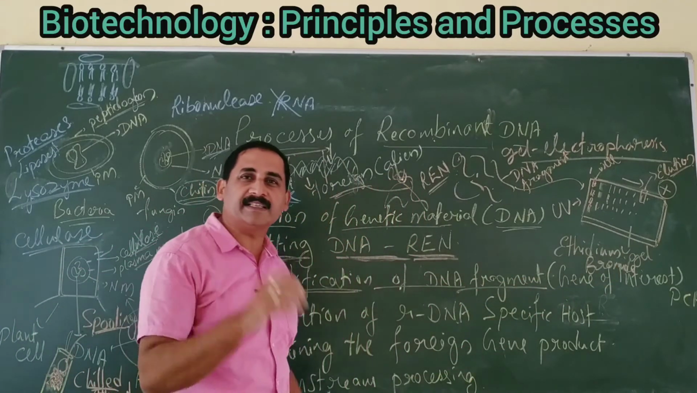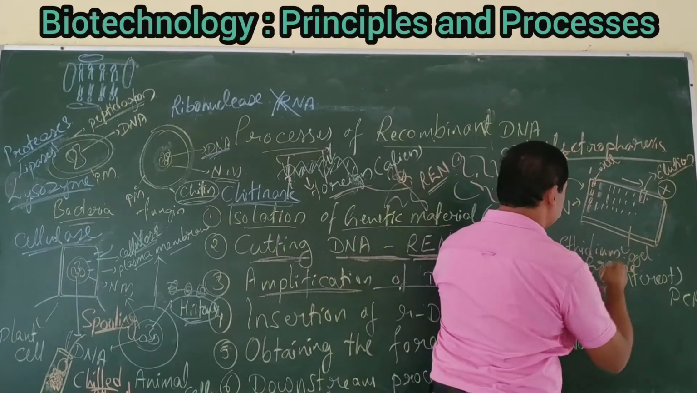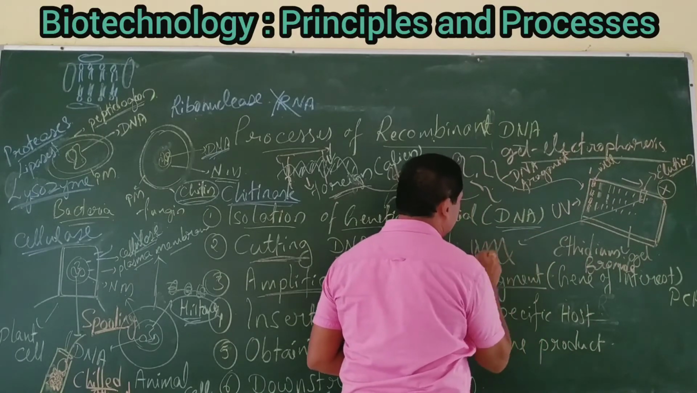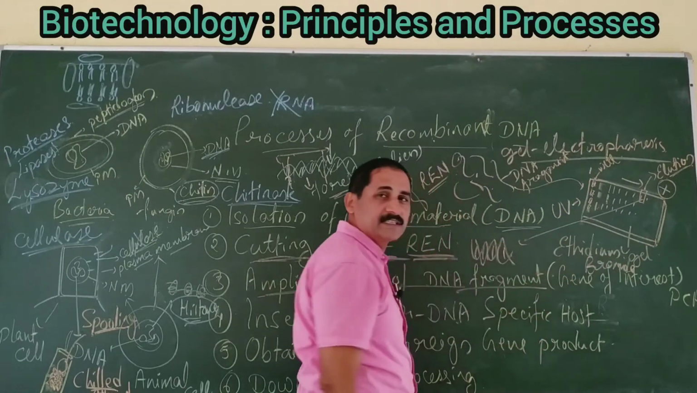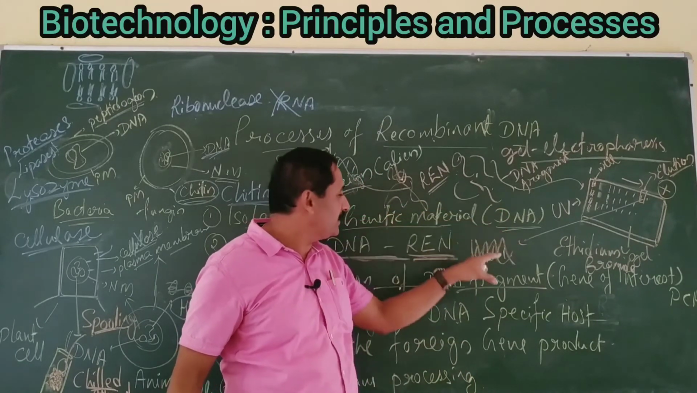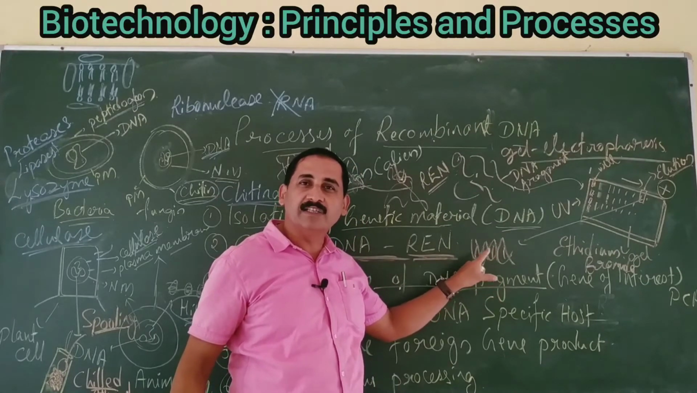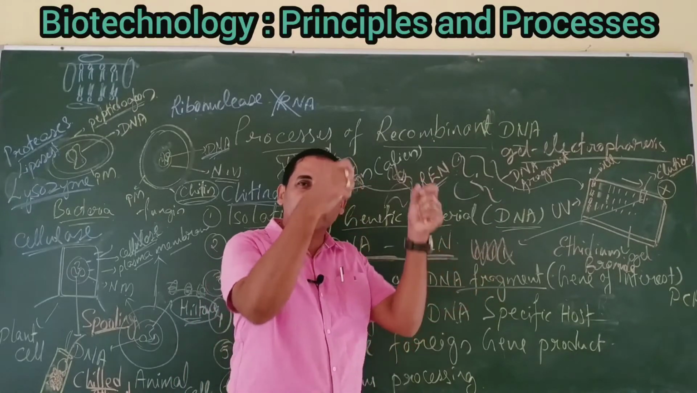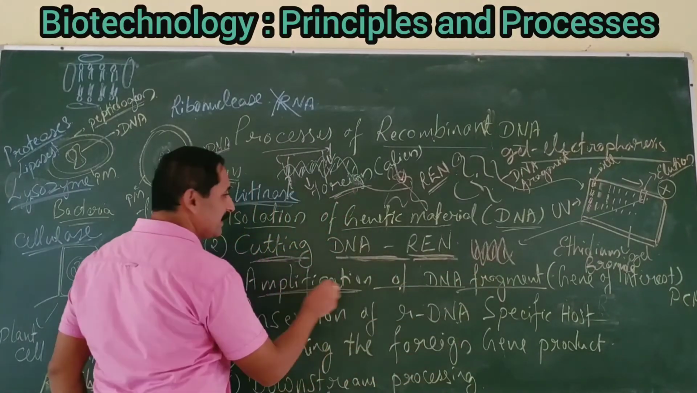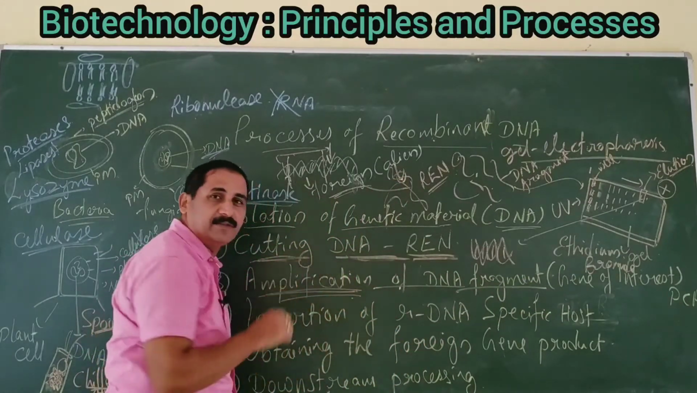That is the third step, amplification of DNA fragments by using PCR, polymerase chain reaction. How to produce the amplified copies? This is the gene of interest, so separated, the target gene. You have to produce billions of copies of this target gene, this foreign gene or gene of interest. How to produce billions of copies of this target gene? By using the PCR technique, polymerase chain reaction. That process is called amplification.